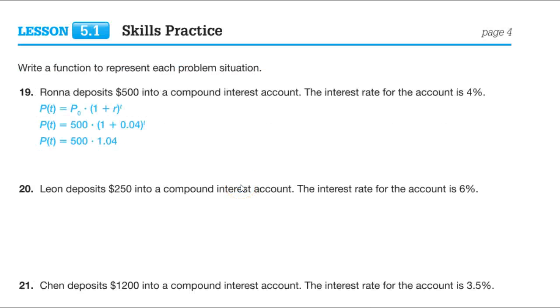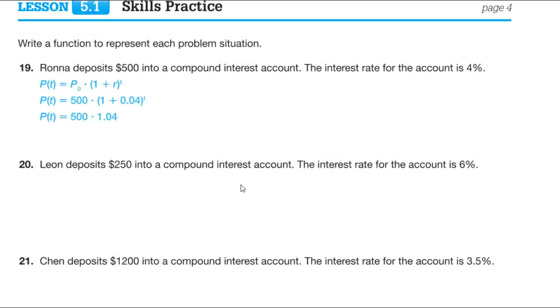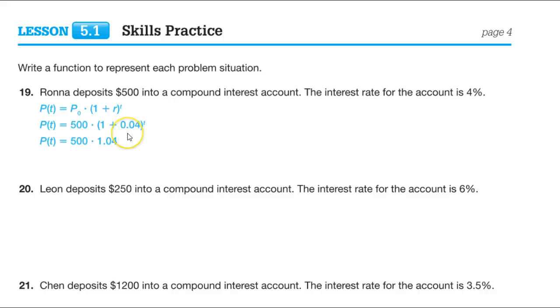Now we come to the set where we actually have to do compound interest, which is our exponential stuff. And again, in our checklist, we have to write a function first, then given t, solve for an amount, then given the amount, solve for t. So here we're just going to write the function down.